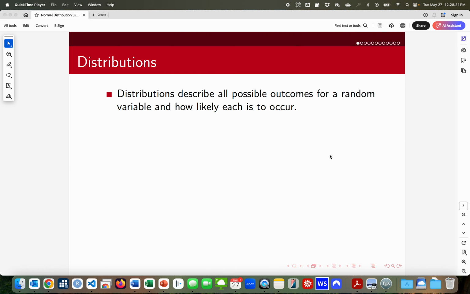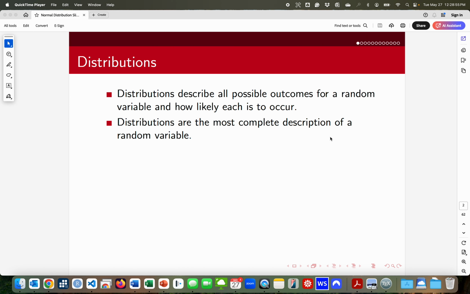So, as we mentioned in a previous section, a distribution describes all possible outcomes for a random variable and how likely each outcome is to occur. It's easier to start thinking about discrete distributions before continuous, since we can actually list the outcomes, but we'll talk about all of that just a little bit. A distribution is the most complete description of a random variable. As I said earlier, if you know the distribution, you know everything.